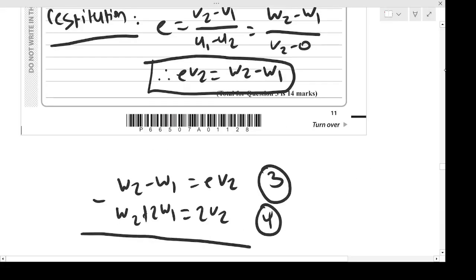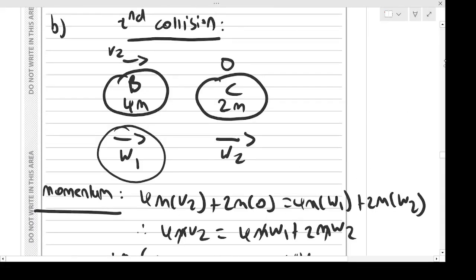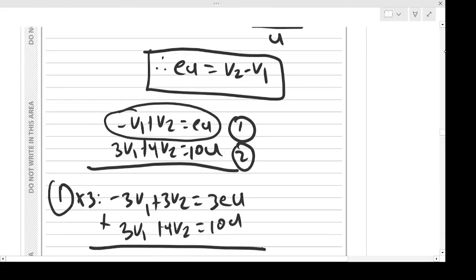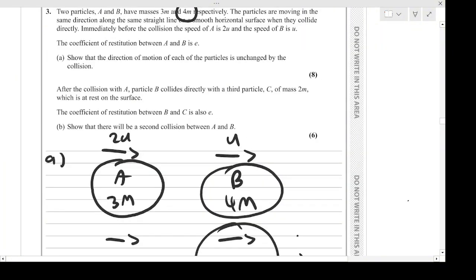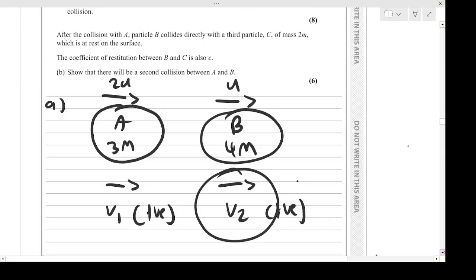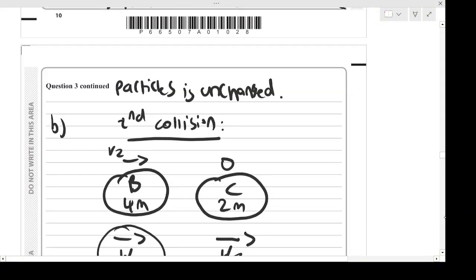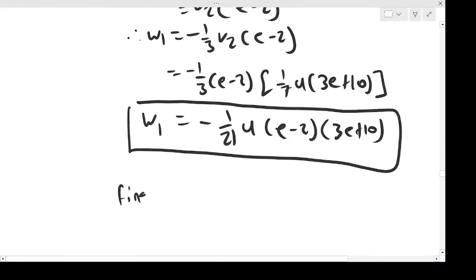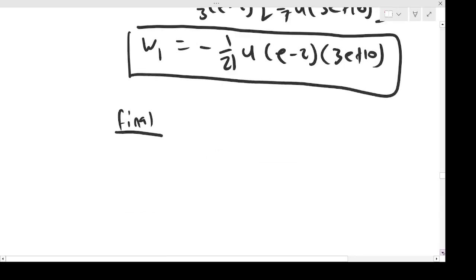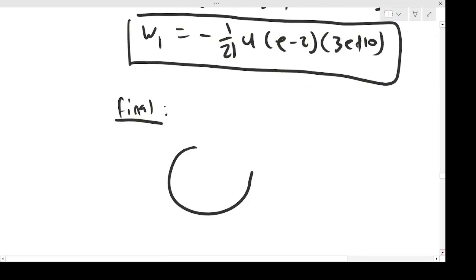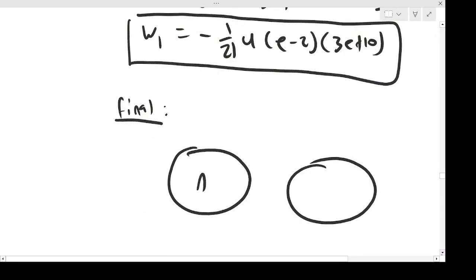Again, as the question said, it wants me to consider what happens to A and if there's going to be a collision between A and B. So what I'm going to do to help me see that is draw a diagram after the collisions for A and B. I'm going to do it like this. So this is my final diagram after the collisions. Again, I just want A and B. I'm not even going to add their masses. I just care about what the speeds are.